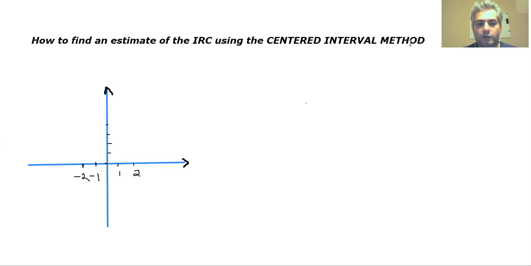So in the centered interval method, what we will be doing is first graphing the function, and then from there we choose a point of interest where we want to find the instantaneous rate of change. So we first start off by defining a function. Let's define a function f of x equals x squared, a very simple quadratic function, and we'll sketch this function.